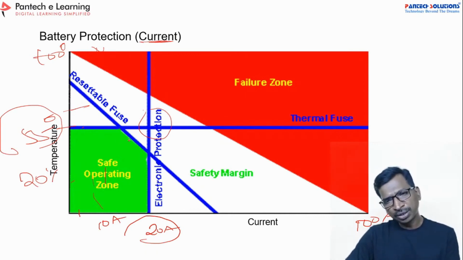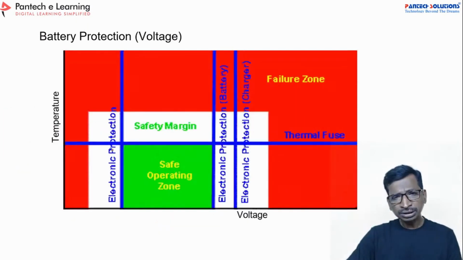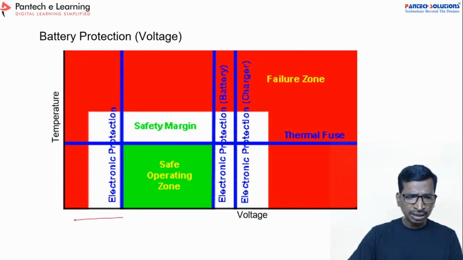So like that, you have to form the logic and then you have to identify your safer zone area. Similarly for the voltage, the voltage should not reach zero as well as the maximum voltage. It should always keep varying with the open circuit voltage.